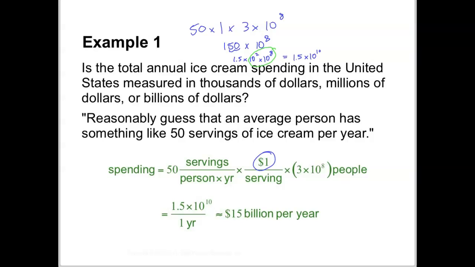And then my units: servings cancel out, people cancel out, and I'm just left with units of dollars. So I have 1.5 times 10 to the 10th dollars per year. And if you actually multiply out 1.5 times 10 to the 10th, that's about $15 billion. So to guess within an order of magnitude, we'd guess that ice cream spending is probably in the billions of dollars, tens of billions of dollars.